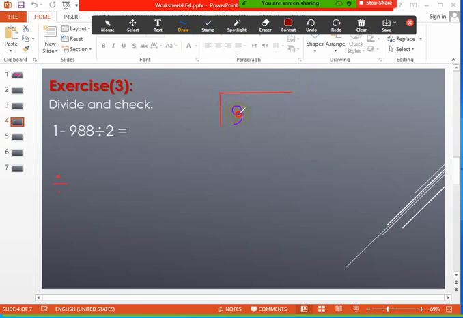Now I want to divide 988 by 2. Yes, Ghaida, this is the worksheet, the fourth one. Now I want to divide 988 by 2. This is the dividend, this is the divisor. I want to find the quotient. Okay, now I will start with Kinda. Yes, Kinda, open the mic. First thing, I want to divide 9 by 2. 9 divided by 2 equals what?